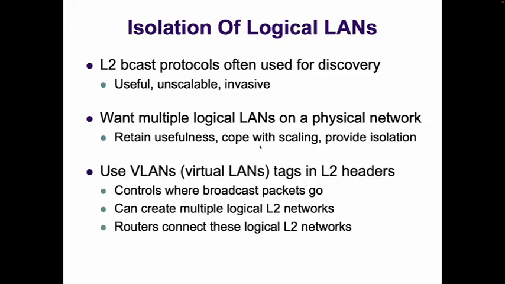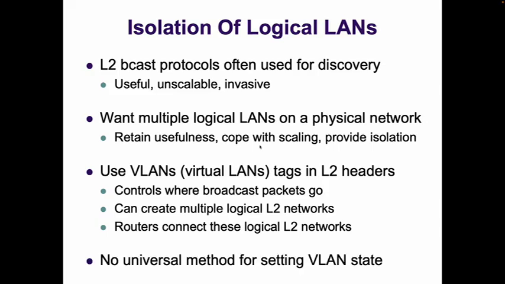So these became very widely used, these VLANs, virtual LANs, which are just a tag in the L2 header. You configure a switch so that when it sees this tag, it knows which ports it should forward the packet to. So it controls where these broadcast packets go. It can create multiple L2 networks, and routers are used to connect them. These are very widely used, but there's no magical way of setting these VLAN configurations. Typically, they're administered by scripts or by hand. At least, when I say now, I mean this is in the sort of 15 years ago.